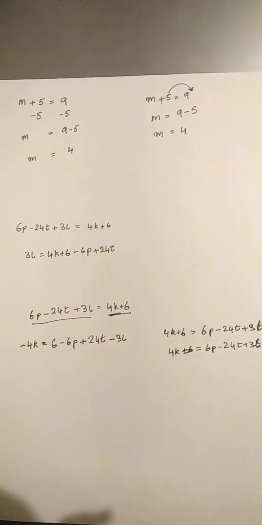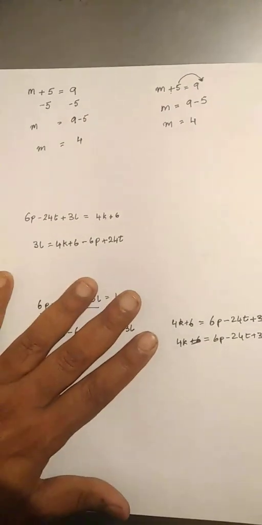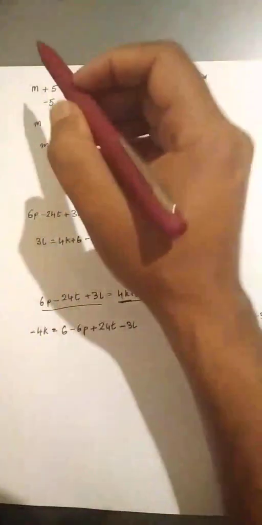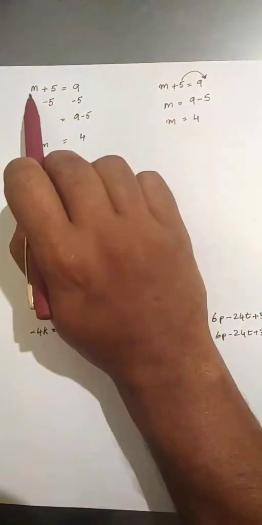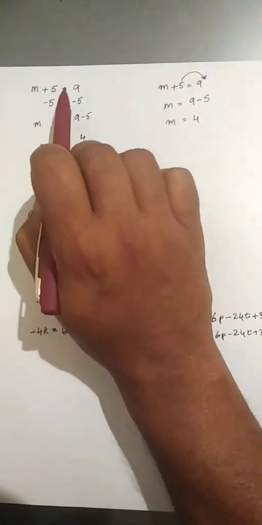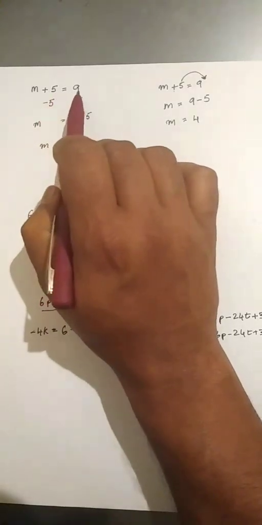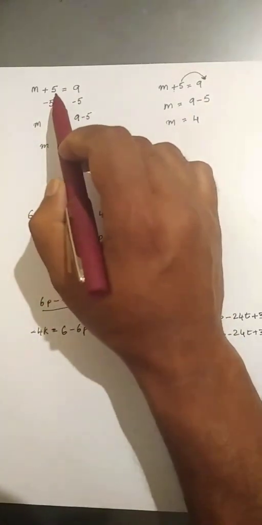In this video we're going to learn about a shortcut method of how to move terms across the equality. Previously, we knew m plus 5 is equal to 9. A matchstick plus 5 centimeters is 9 centimeters. How did we solve this?